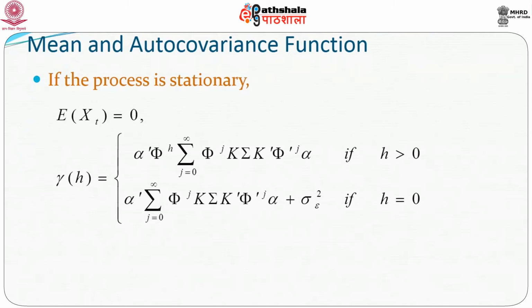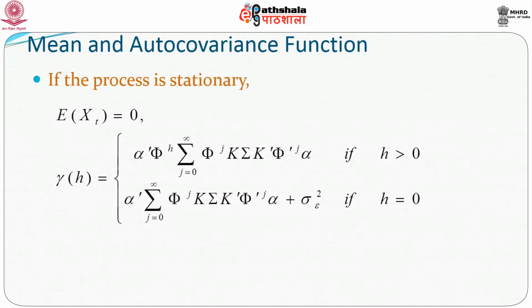And using the same equation, we can show that gamma h will be alpha prime phi h summation j equal to 0 to infinity phi to the power of j K sigma K prime phi prime to the power of j into alpha if h is greater than 0. That is, if we are taking a positive lag.